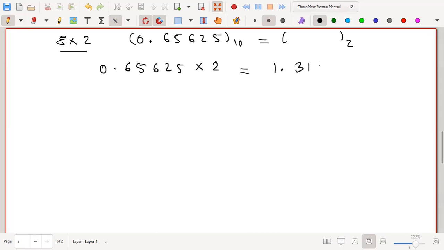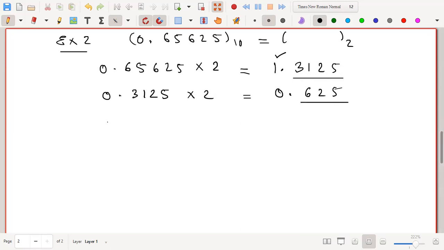1.3125. Now in this case I will note down the integer. What is the integer here? This is 1. Just focus on this one. Now again, the second step: you take the fractional part, that is 0.3125. So 0.3125 into 2, you will get 0.625. And again you take this fractional part, that is 0.625.